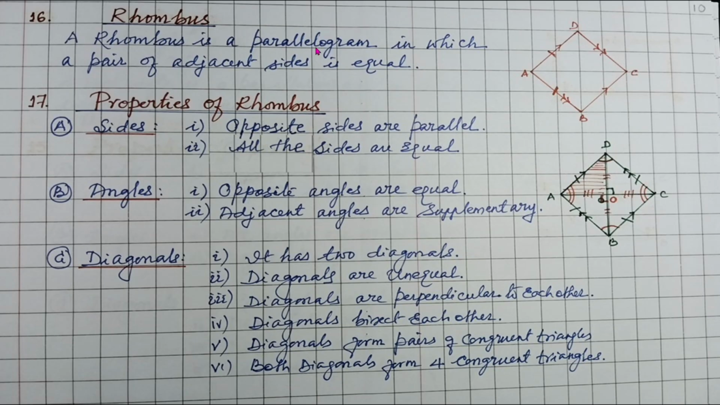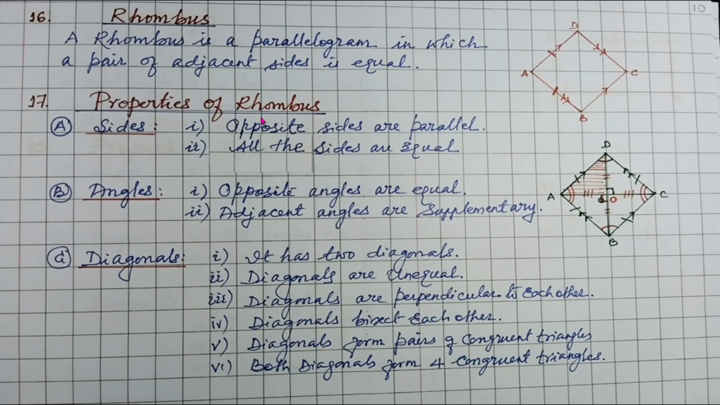Rather, a rhombus is a parallelogram in which a pair of adjacent sides is equal. What does this mean? It means that in a parallelogram ABCD, if a pair of adjacent sides, say AB and AD, are equal, then it becomes a rhombus. So the simple understanding is that a parallelogram becomes a rhombus if a pair of its adjacent sides are equal. Remember that.